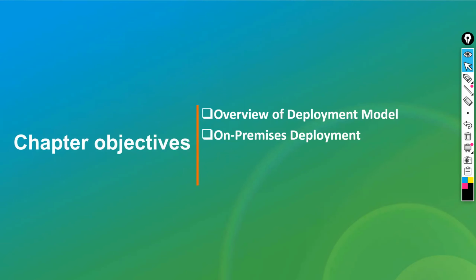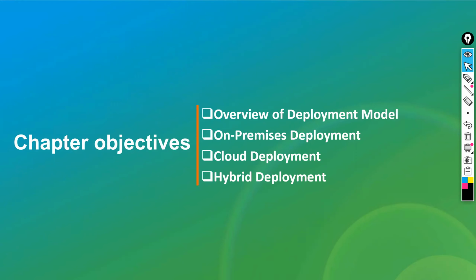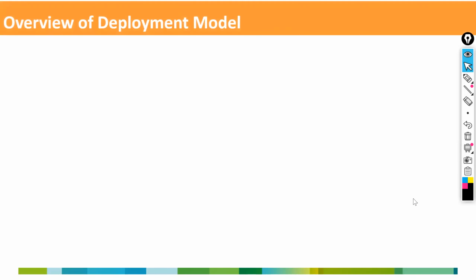Next, on-premises deployment, cloud deployment, and hybrid deployment. Actually, in deployment we have three types: on-premises, cloud, and hybrid. But we are going to concentrate on on-premises deployment. We are not focusing on the cloud or the hybrid. For cloud and hybrid, we have separate courses that come under the specialization. Later, if you want to learn those, you can take the specialization courses for both cloud and hybrid deployment models. So what exactly is this deployment model, and why do we require it?